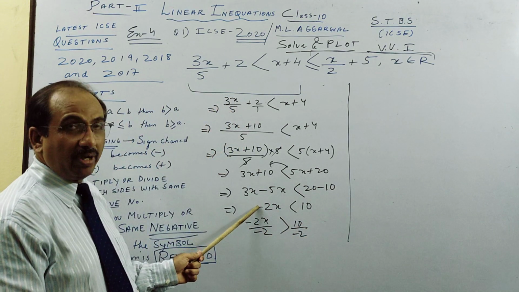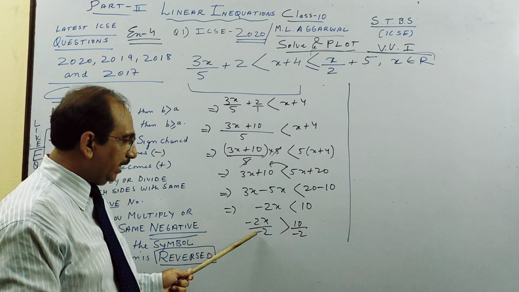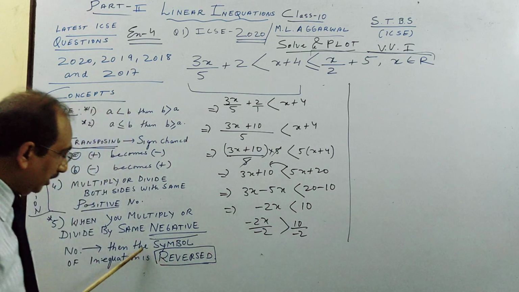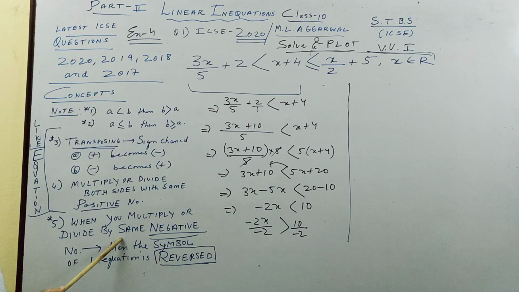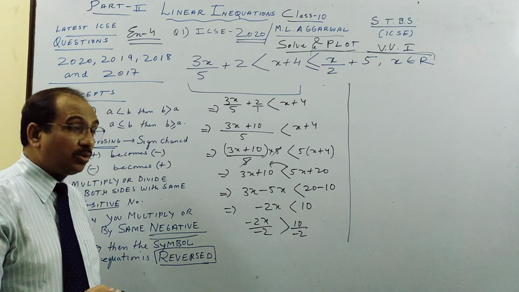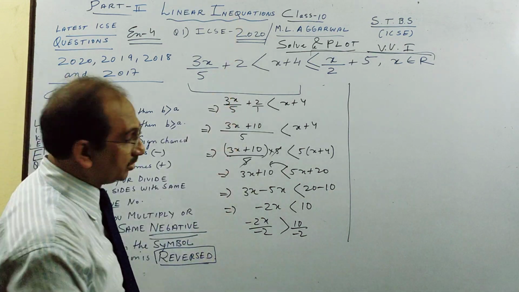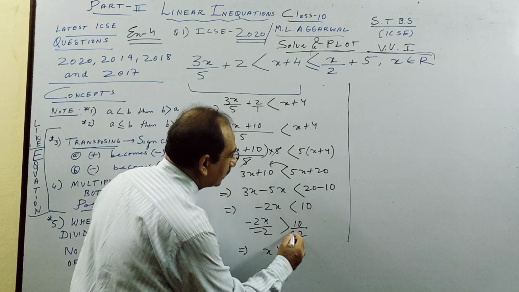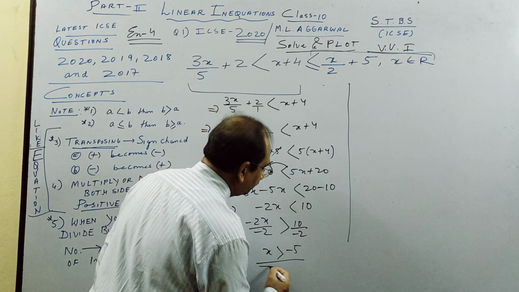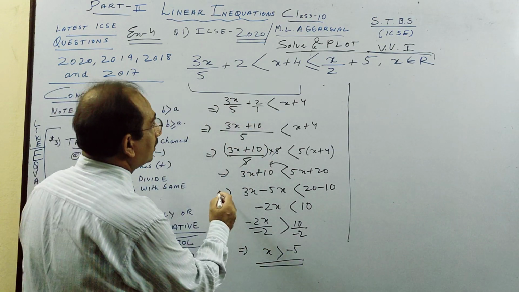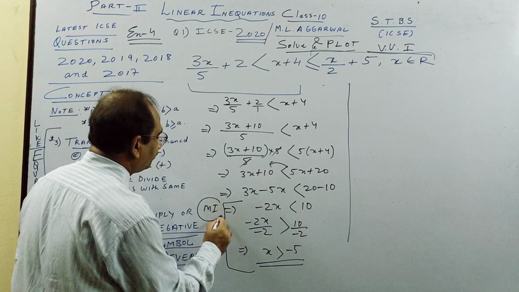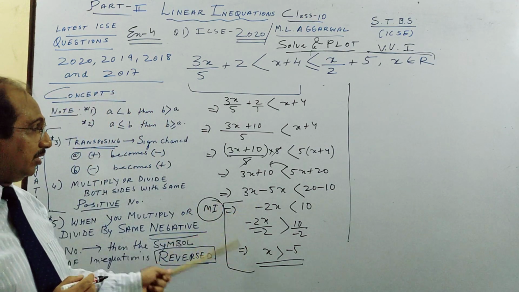To get rid of minus 2x, I divide by minus 2 on both sides. The sign is reversed. This does not happen in an equation. This is only true for an inequation. So I get x is greater than minus 5. So this, children, is my method 1. This is what generally everyone does.